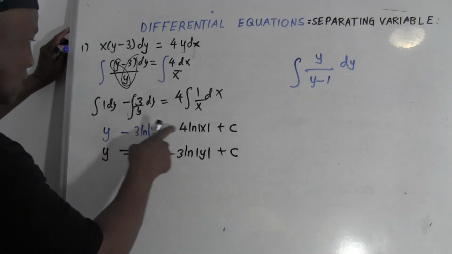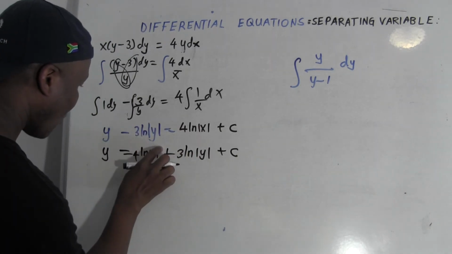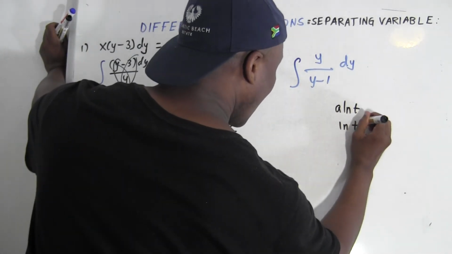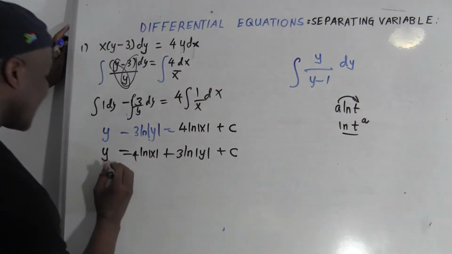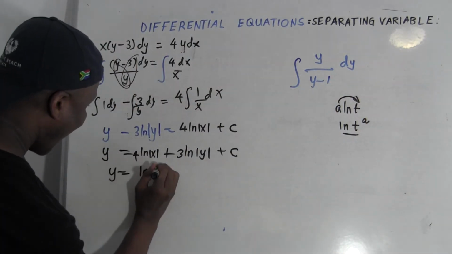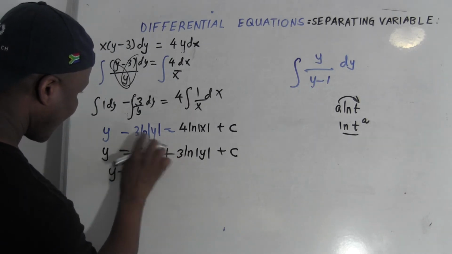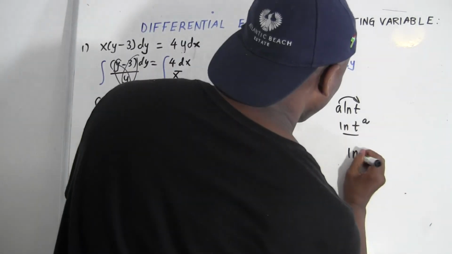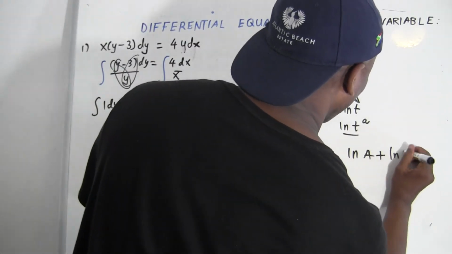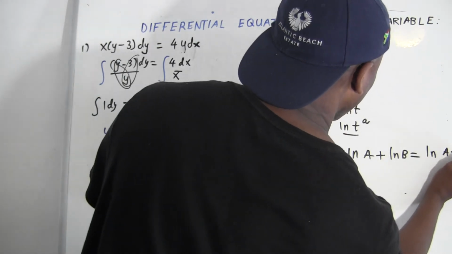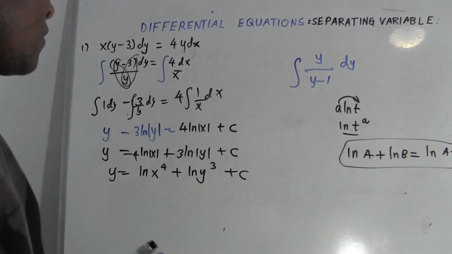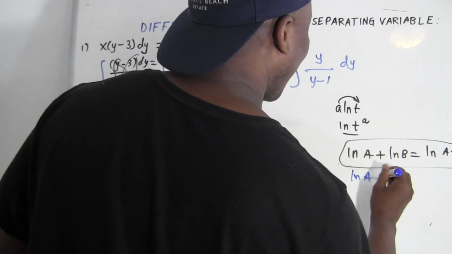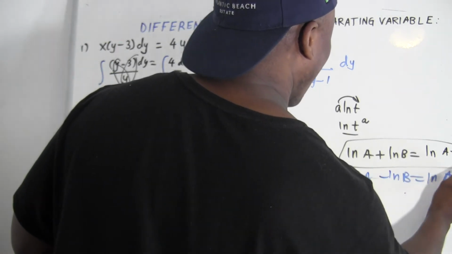So what I want to do here, I'll take this 4 back, because if you have a ln of t, you can simply say ln of t power a, means I can take this back. So I can say y equal to ln of x power 4, plus ln of y power 3, plus c. We have a log rule, or logarithm rule: if somebody gives ln of a plus ln of b, this makes ln of a times b. But if it's division, ln of a minus ln of b, this makes ln of a over b.